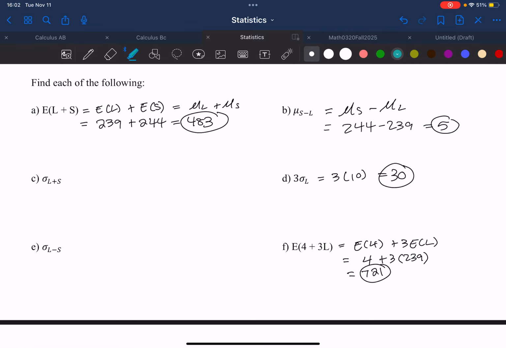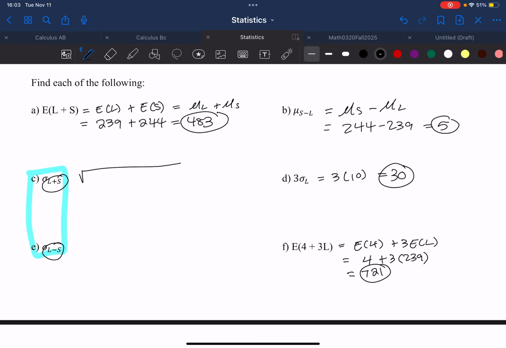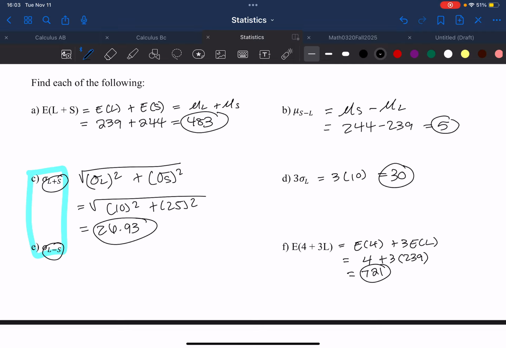And the reason I saved these ones for last is that we are going to be using the same formula for both. Remember, no matter if we're adding or subtracting those random variables, it's always going to be the square root of sigma L squared plus sigma S squared. And so that is equal to the square root of 10 squared plus 25 squared, which is equal to 26.93. And that is our answer for both C and E.